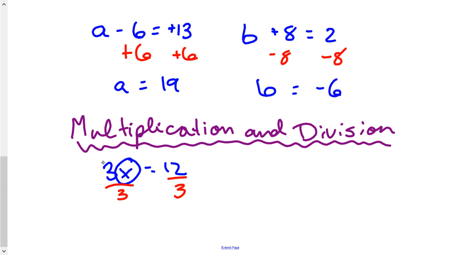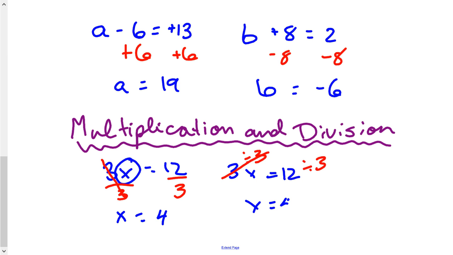And I like writing my division like this because it cancels there, and then I know that x is equal to 4. The other way that we can write this is you just simply write a little division sign up here. And it gets you to the same process. It just depends on how you like to look at it. So this brings balance to it.